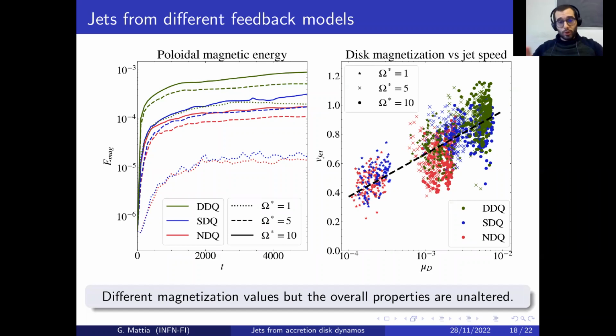Of course, different portions of the plot are populated with different lines, because, for example, the diffusive quenching, the one on the screen, reaches a higher value of the magnetization because it reaches a higher value of the magnetic energy. And so we expect it to populate more the right part of this plot, while the other feedback models populate more the left part. This is something that we saw also when we applied only the diffusive feedback model, but with a larger range of values of the Coriolis number, from 0.1 to 10, and you reach roughly the same relation.